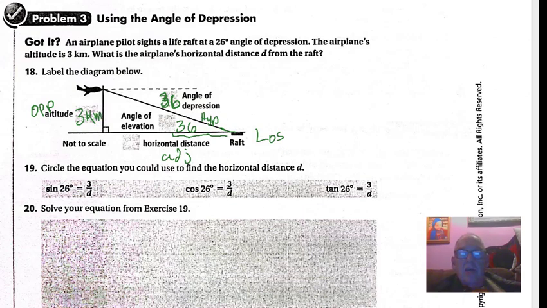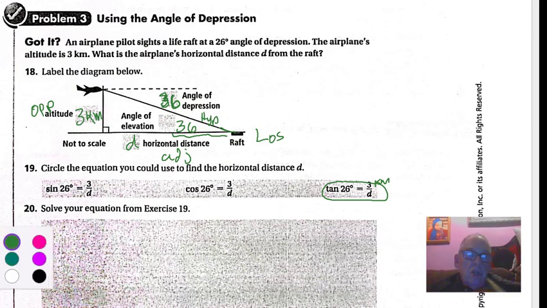That's the opposite side. So from this 26-degree reference angle, we have an opposite with adjacent, which means it has to be a tangent problem. So tan 26 is 3 kilometers over D, and they're using D for the distance. So D is the horizontal distance, and that's what we need to find. So we want to solve this.